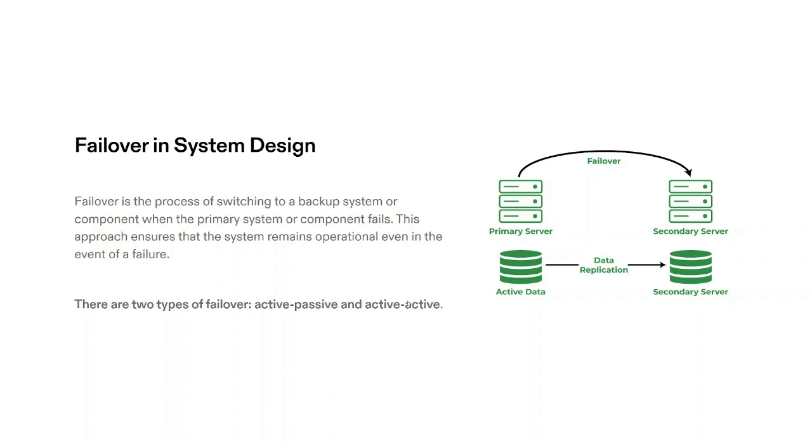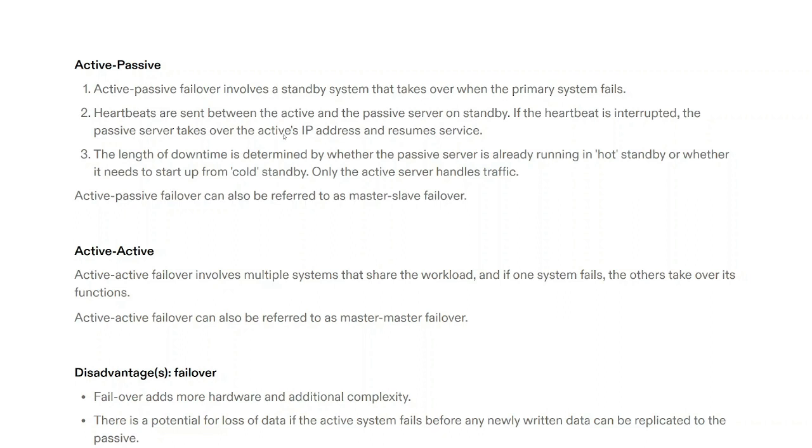First is active passive, and second is active active. In case of active passive, there is a standby system that takes over when the primary system fails. We can compare this to the example of a generator. Whenever there is power supply coming, our generator is sitting in standby but not running. As soon as there is a power cut, our generator usually waits for 10 seconds and then comes into action and continues the electricity supply. So this is somewhat similar to that. Whenever the main server goes down, the backup server comes into action and makes our service available again.